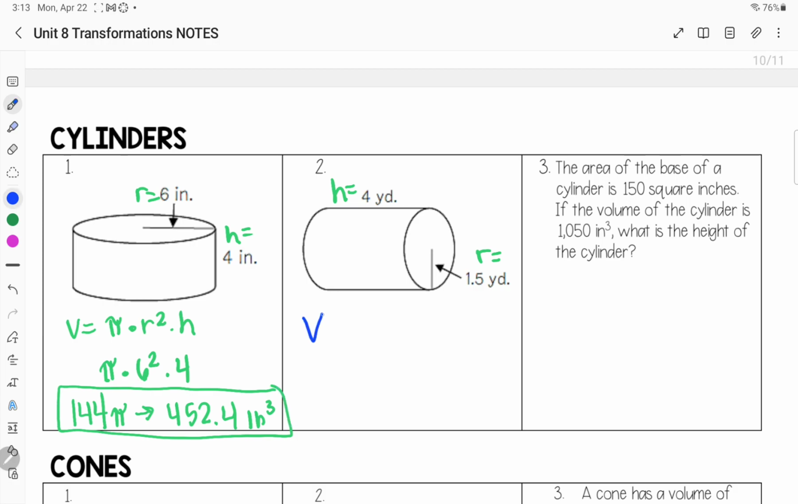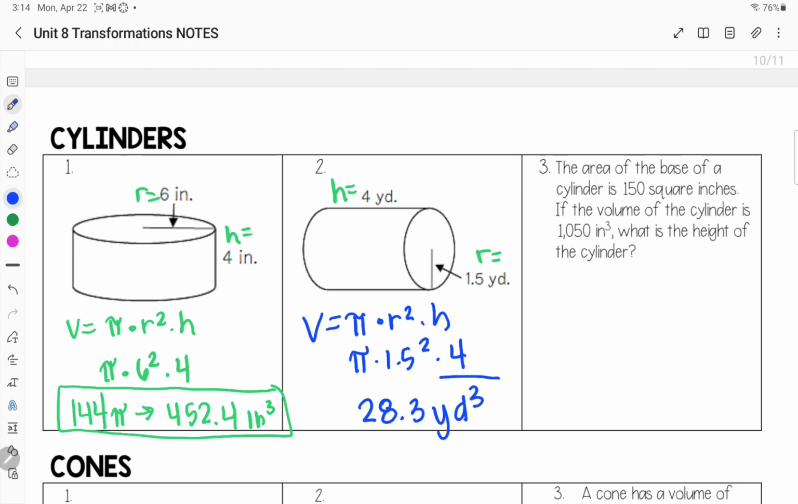All right, this one, volume equals pi times radius squared times height. Pi stays pi. My radius is 1.5, so 1.5 squared, and my height is 4. Again, you can put the whole thing in the calculator. So pi times 1.5 squared times 4. And you'll notice this one does not come out in terms of pi. It just gives you the answer. So we would round it to 28.3 cubic yards, because we're looking at 3-dimensional.